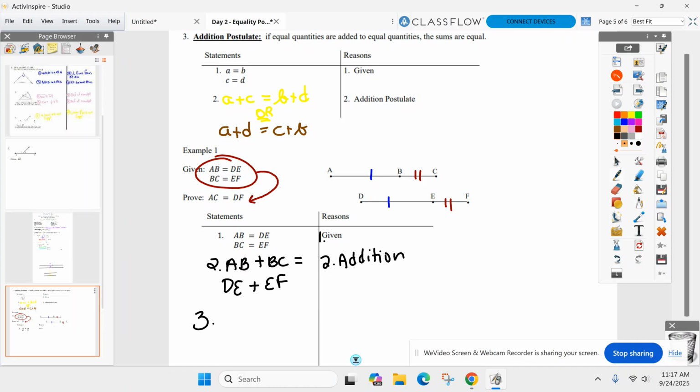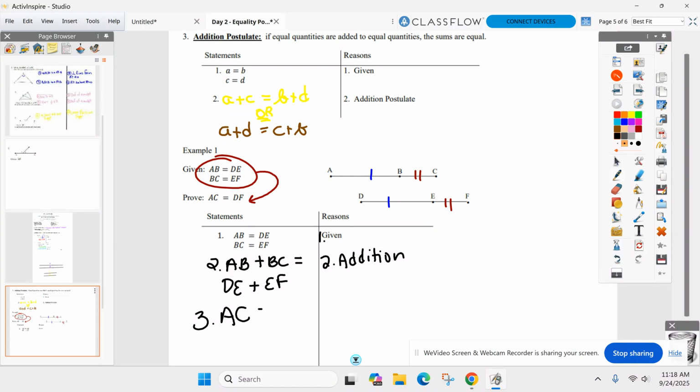AB plus EF? No, I don't want to change it, because remember what I'm trying to get. I'm trying to get AC and DF. And if I put those together, I'm going to get a new segment. All right, AB plus BC. Look at your diagram. What's another name I could write there instead? Sully? AC. Everyone agree? If I take AB plus BC, that's another way of saying AC, replacing it with AC.